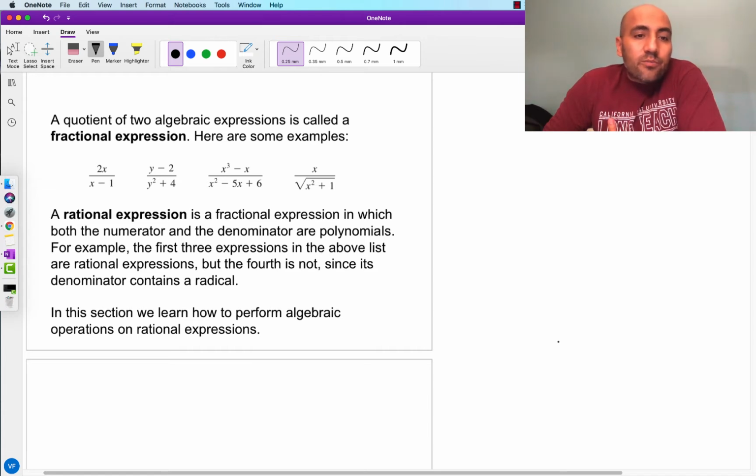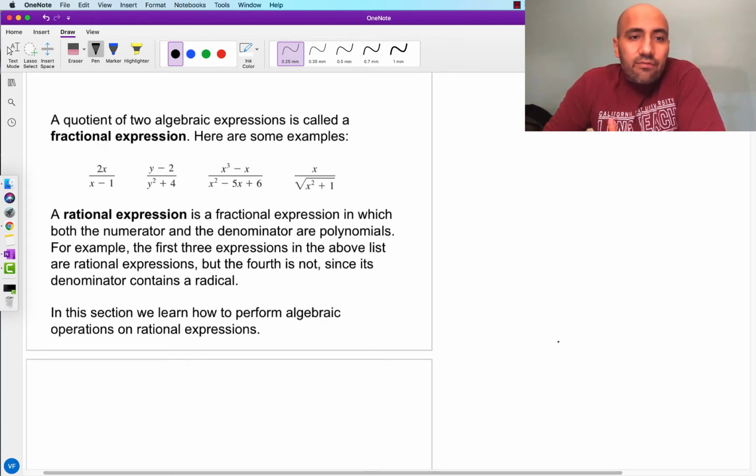Now a rational expression is a fractional expression in which both the numerator and denominator are polynomials. So the first three in these examples fit the definition of a rational expression. It's a polynomial divided by another polynomial. It's a giant fraction where both the numerator and denominator are polynomials. That's what we're going to be focusing on in this section.